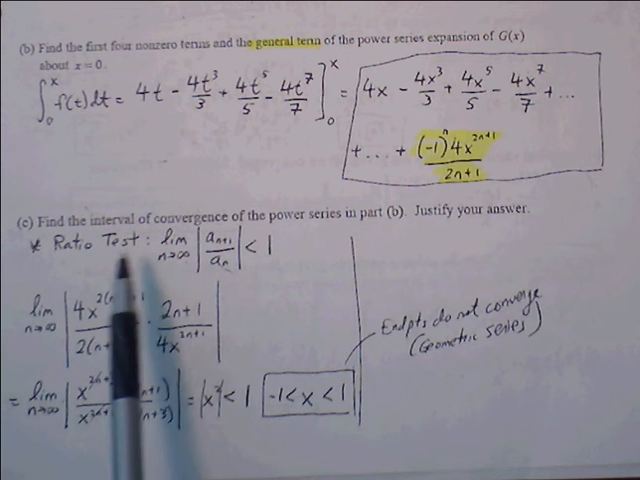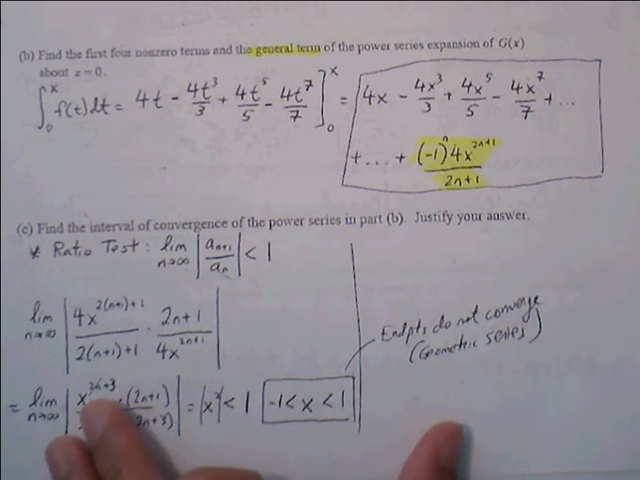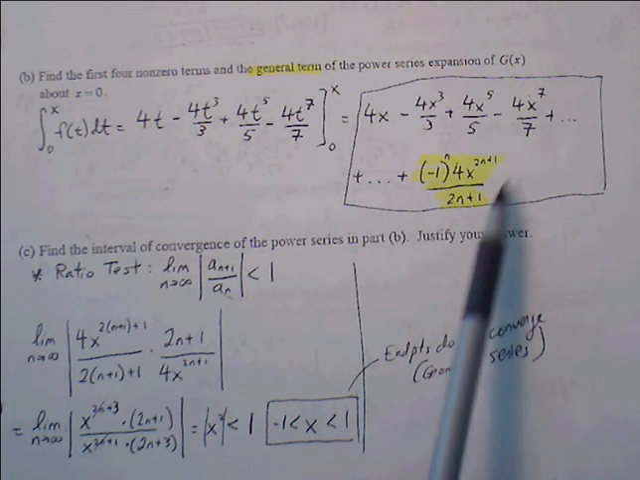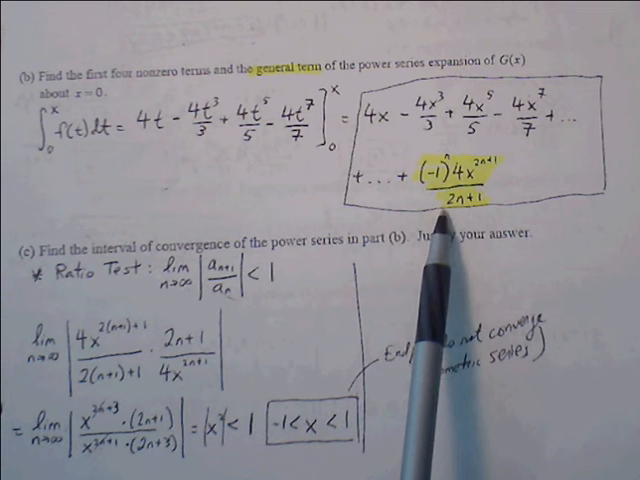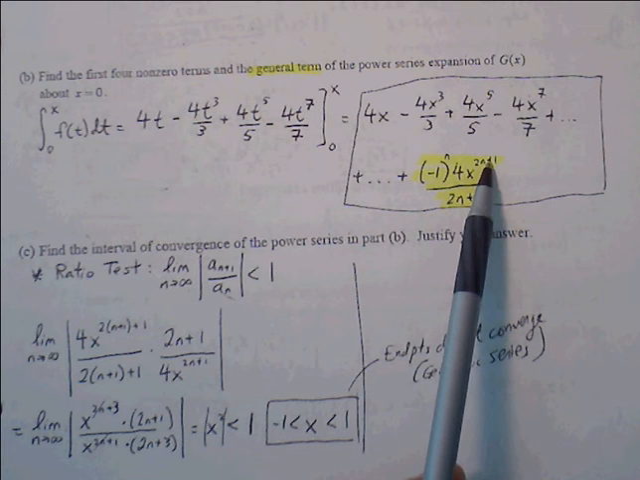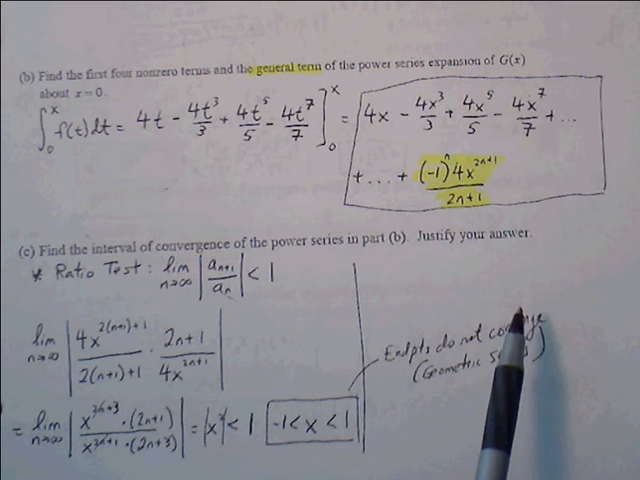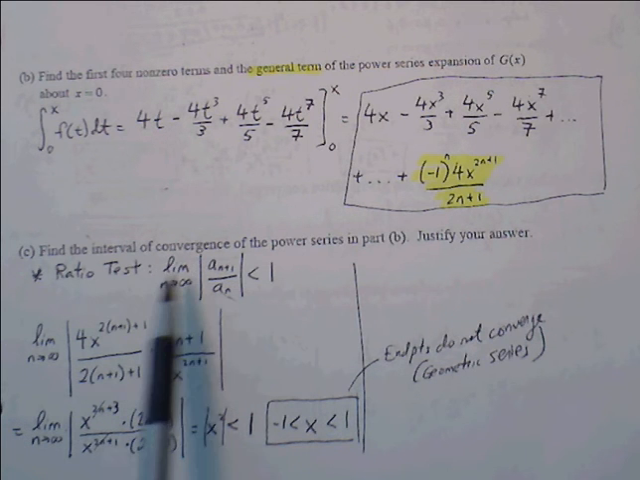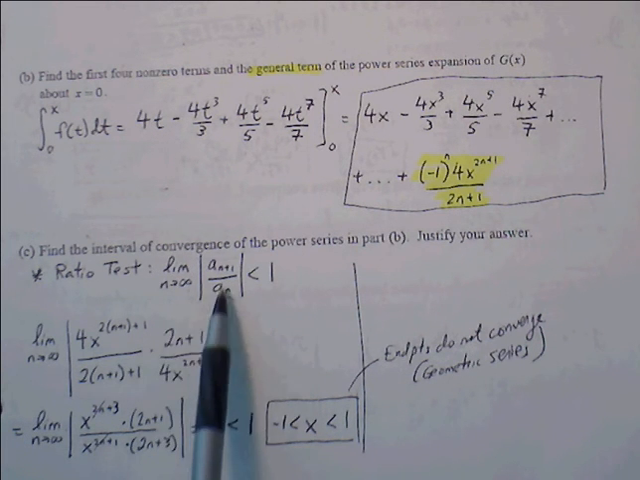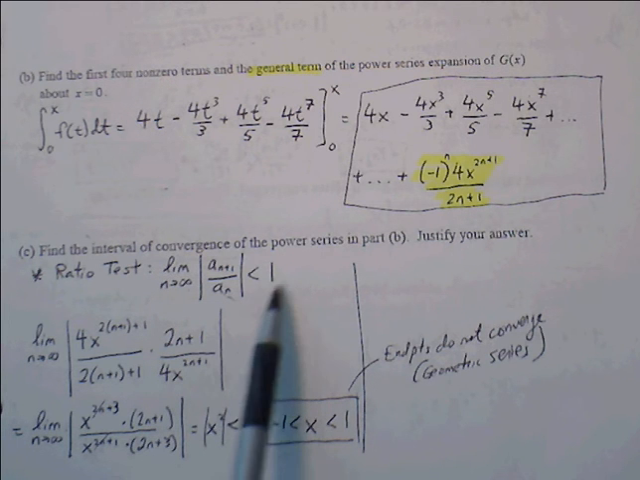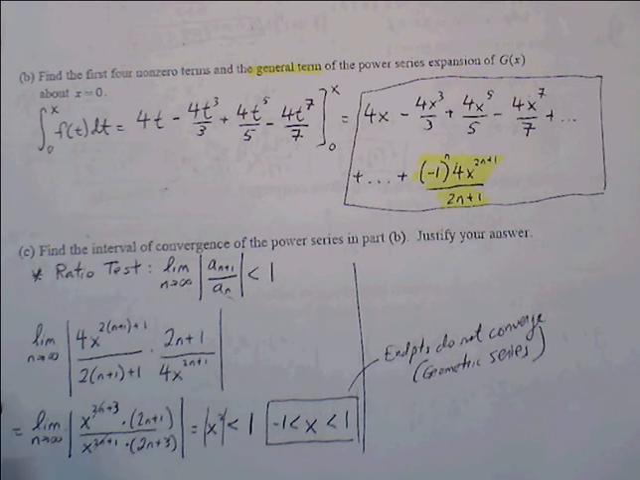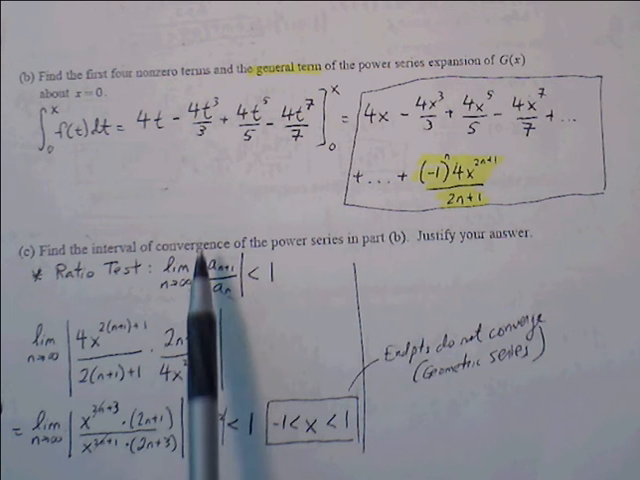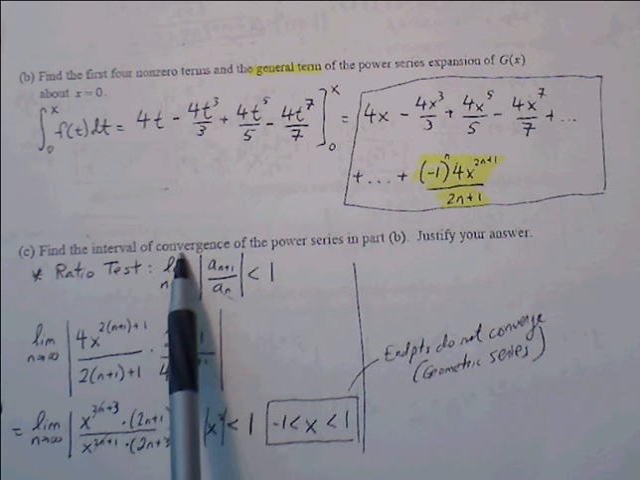Okay, part C. Find the interval of convergence for the power series found in part B. So here we have the general rule, and then we can use this general rule to determine what the interval of convergence is. So we see exponents. The easiest way is to go through a ratio test. So the ratio test is the limit as n approaches infinity of a sub n plus 1 over a sub n, and we want to make sure that it's less than 1. If it's less than 1, then we know the ratio test proves convergence. And there's a variable left over, so we can then go to the next step to determine the interval of convergence.